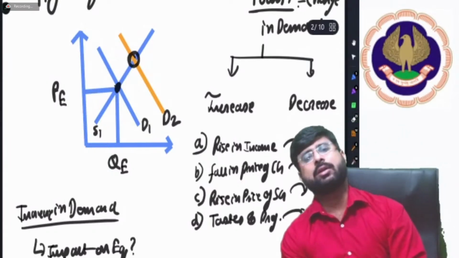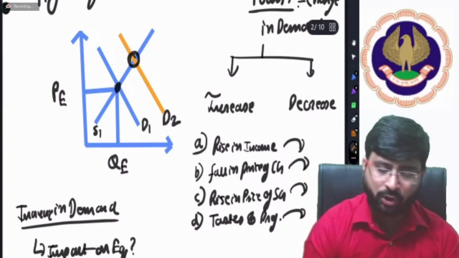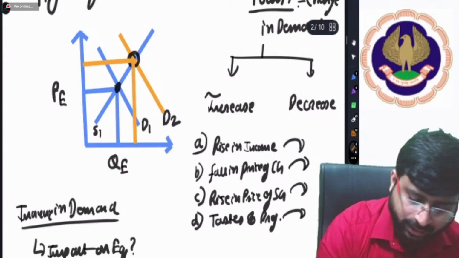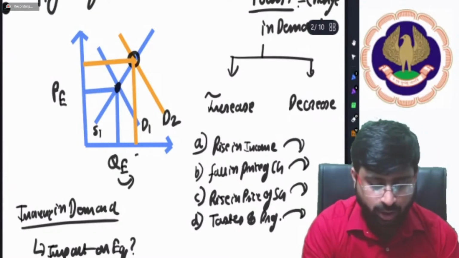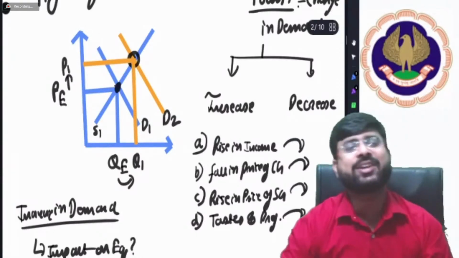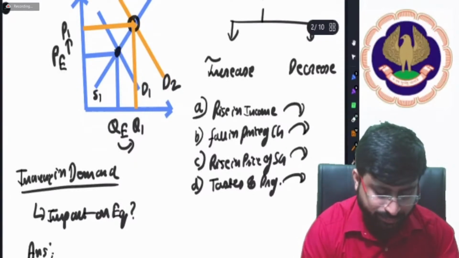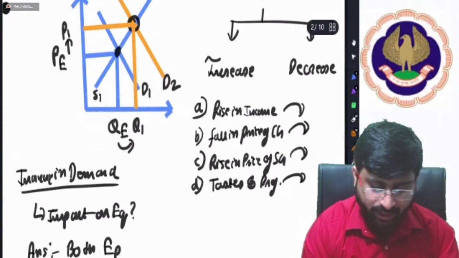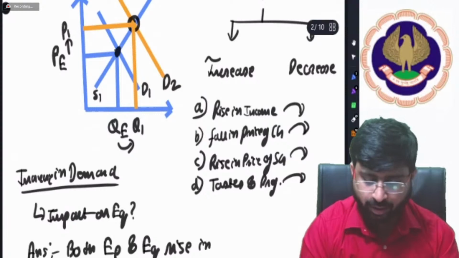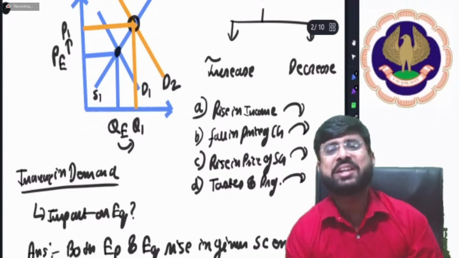Our answer is simple. See, the supply curve has not changed. So you draw the new intersection point of demand and supply. Now they are intersecting here. As you can see, the equilibrium quantity has increased from QE to Q1 and equilibrium price has risen from PE to P1. That's your answer. Both equilibrium price and equilibrium quantity are going to rise in the given scenario.